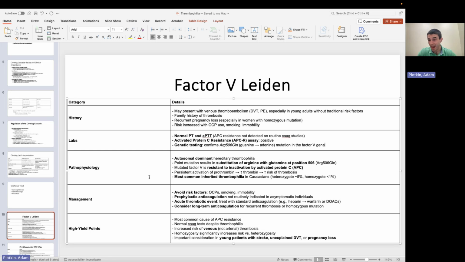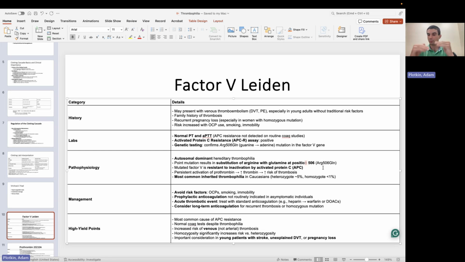The pathophysiology, this really gets into the nuts and bolts of why this is happening. It's usually autosomal dominant. What happens is we have this point mutation where we change arginine to glutamine at position 506. What happens is, normally, as I told you, protein C inhibits factor 5 and factor 8.